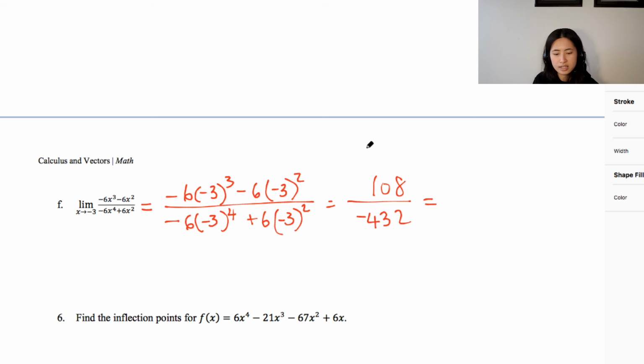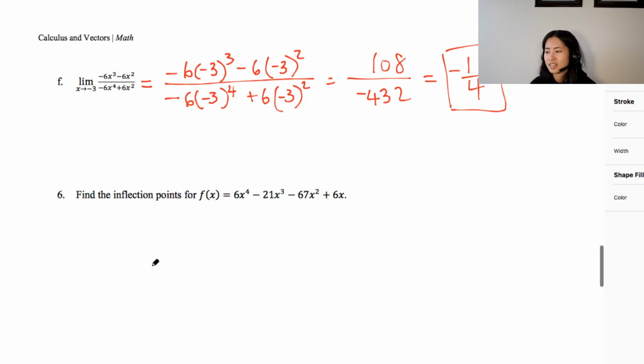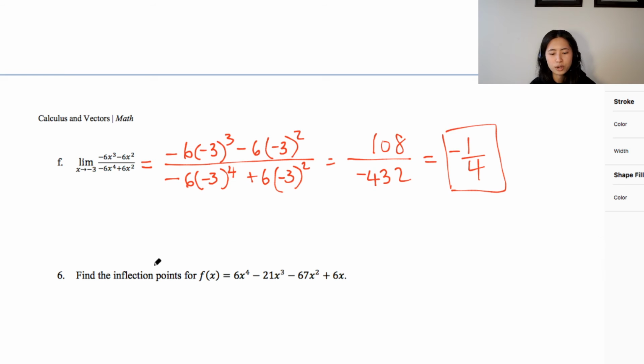Therefore, when you divide this, 108 divided by negative 432, you should be getting negative 1 over 4. So yeah, that's your final answer. Pay attention: it doesn't mean that you're looking at the end behavior. The last question was a trick question. Great, so that's negative 1 over 4.